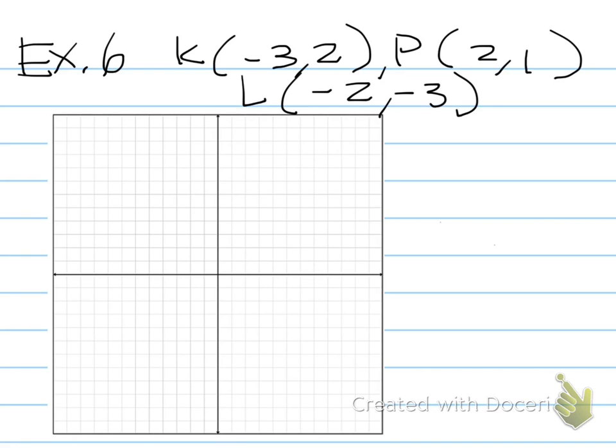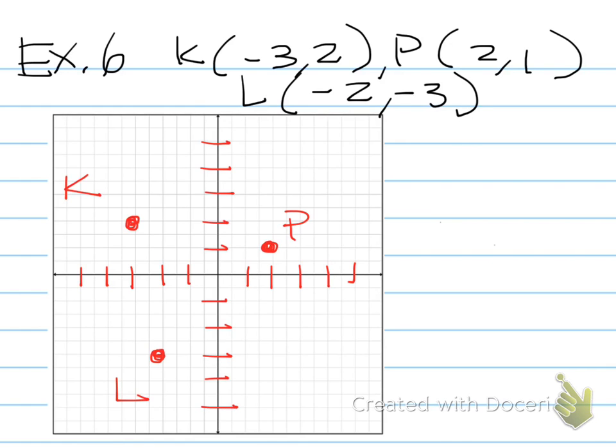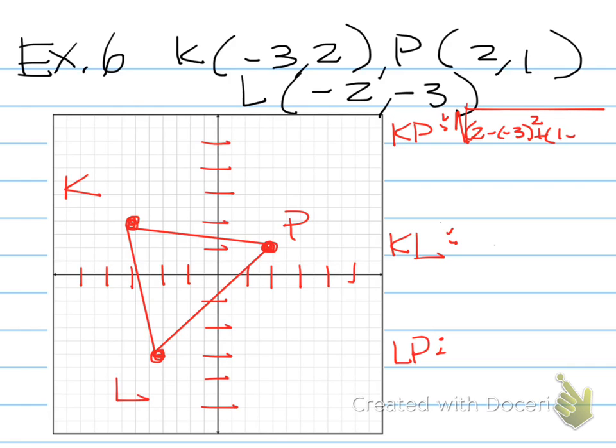For this example, we want to classify the triangle by its angle and by its sides. So to classify it by its angle, we want to graph all three coordinates, and then connect those coordinates with segments. After we've graphed it, we can clearly see that this is going to be an acute triangle. And then to classify the triangle by its sides, we need to find the measure of all three sides. So we're going to use the distance formula to find the measure of all three sides.